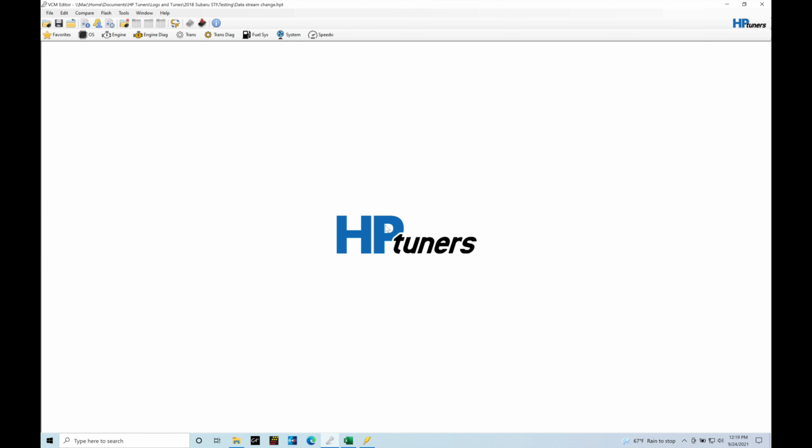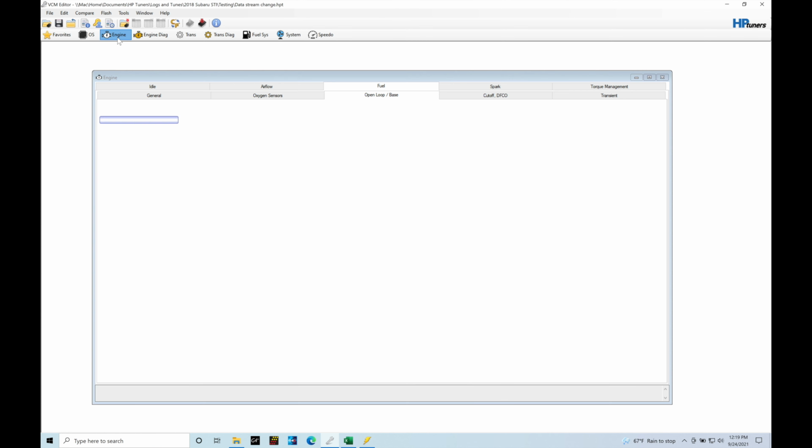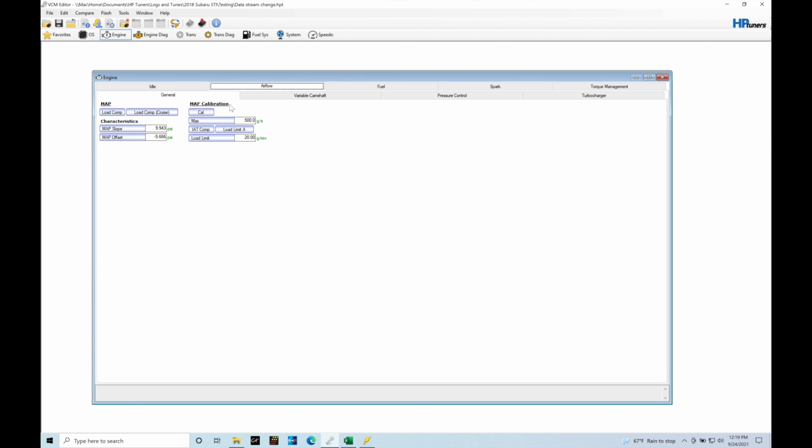So the first thing I want to talk about here is the mass airflow operation mode. This is how Subaru intended and designed the ECU to work. We have a mass airflow calibration strategy open right now. This is here if we jump up into engine and go in here to airflow. We find in this general tab we have our MAF calibration table. This is where we have a correlation between a voltage and an actual airflow registration, and the ECU is going to use that for all of its calculations.